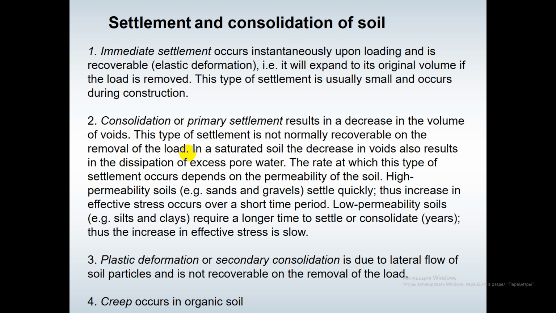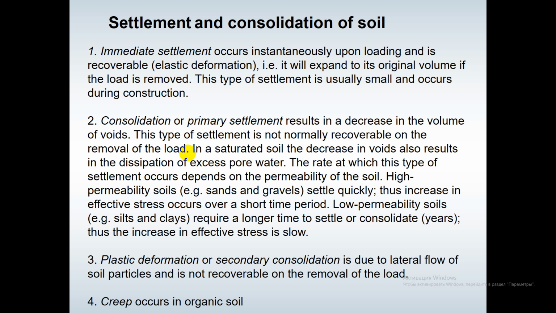And the last type of settlement. Creep occurs in organic soil, for example peat, due to the collapse of fibrous matter, and it's not recoverable on the removal of the load.